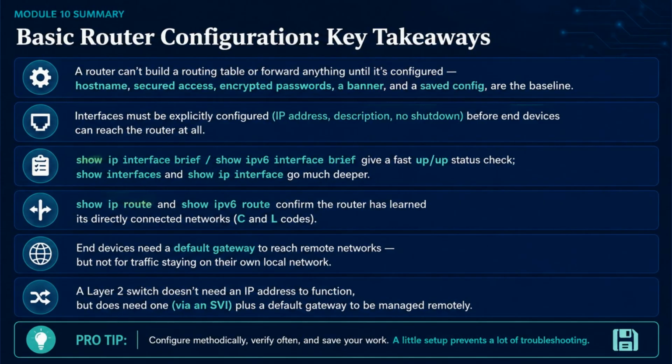Close the module walking each bullet. The 7-step baseline configuration sequence. Interfaces requiring explicit configuration before anything can reach the router. The brief versus detailed verification commands. Routing table verification confirming directly connected networks. End devices needing a gateway only for remote traffic, and switches needing an SVI plus gateway specifically for remote management, not for basic switching function.